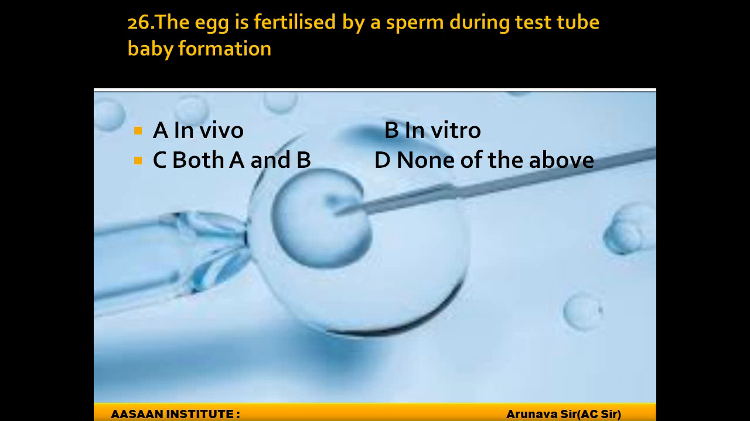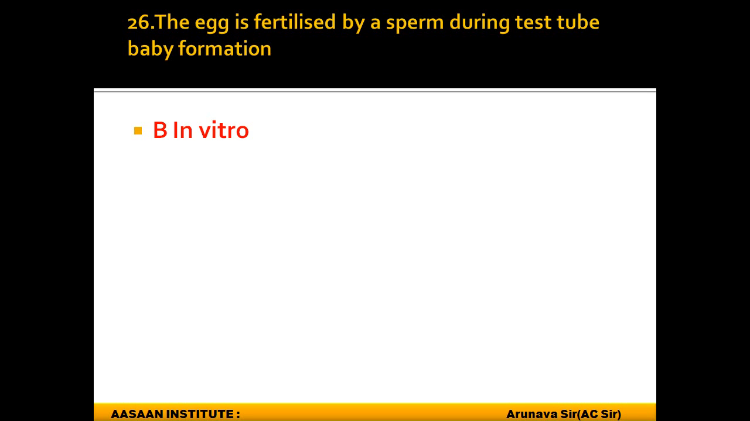Now question number 26. The egg is fertilized by sperm during test tube baby formation, but where? The egg is fertilized by sperm during test tube baby formation in vitro, that means in the laboratory, right? So our option B is the right option. Generally the test tube baby technique is also called IVF, in vitro fertilization. So our option B is the right option for question number 26.